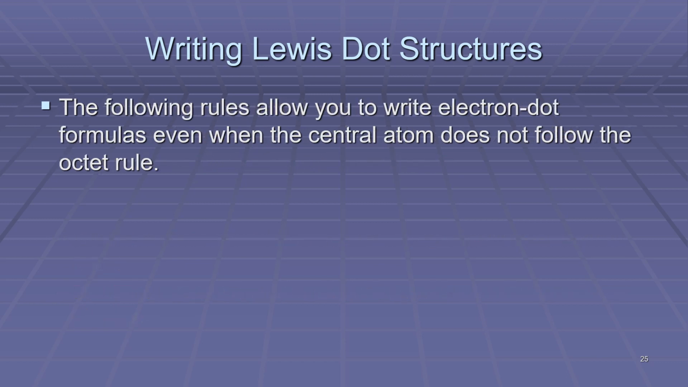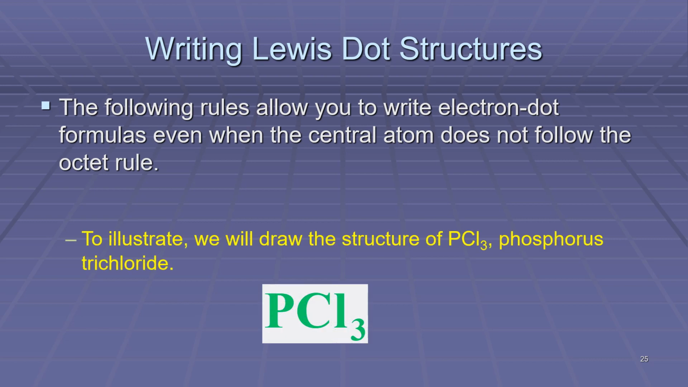So how we go about writing these electron dot structures, or formulas, I usually call them Lewis dot structures. These are the rules or guidelines to help us write electron dot structures, even when the central atom doesn't follow the octet rule. Some atoms don't follow the octet rule, but we're going to account for that. I think the easiest way is to just do an example. We're going to draw the structure for PCl3, and I'm going to go through each guideline and tell you what I'm talking about as we do it.